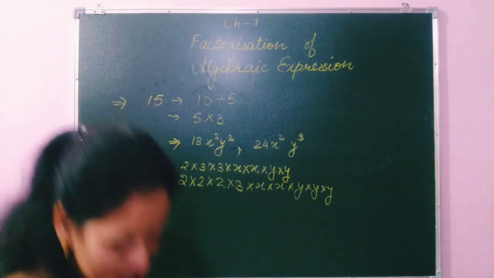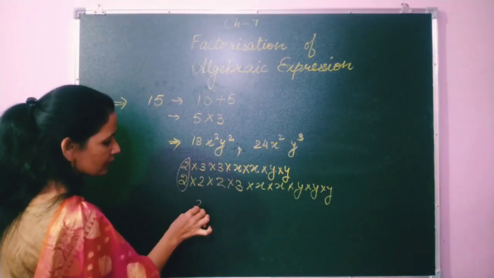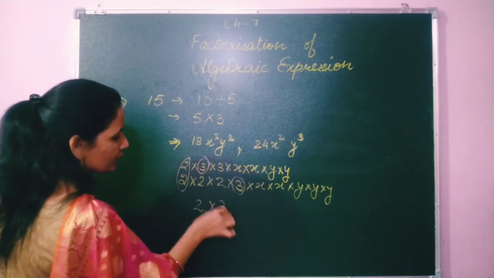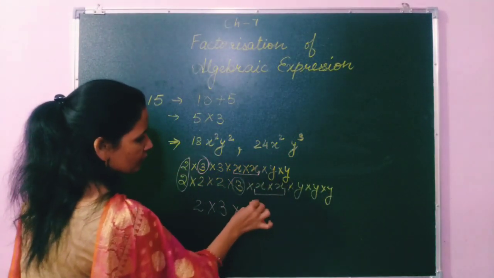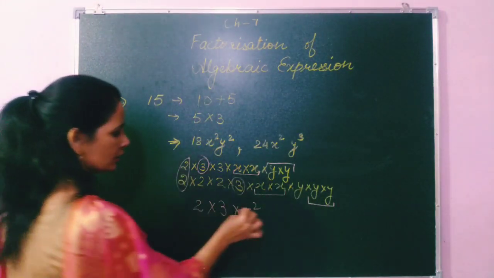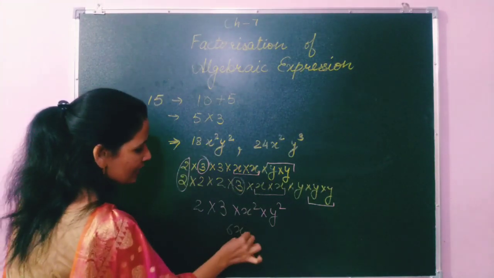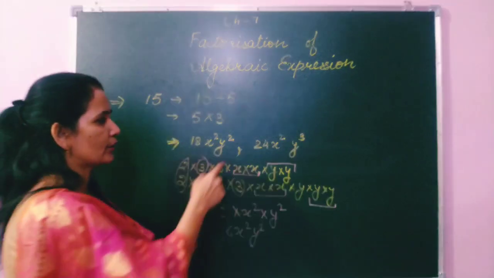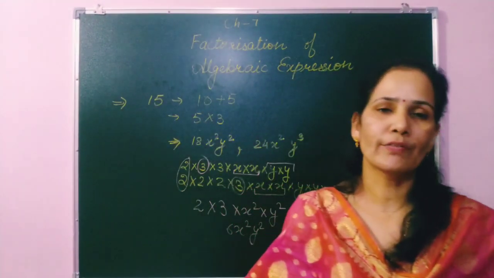So students, to find the factor we have to find what is common between them. This 2 is common between both, so I write it here a single time. Then 3 is also here and 3 is also in this term, so we write 3. Here x square, and here also x square, so I write x square. Then here y square and y square here also, so we write y square. So in short we can say 3 twos are 6, x square y square is a common factor of 18x square y square and 24x square y cube. So students, in this way we will find the factor of given monomials.